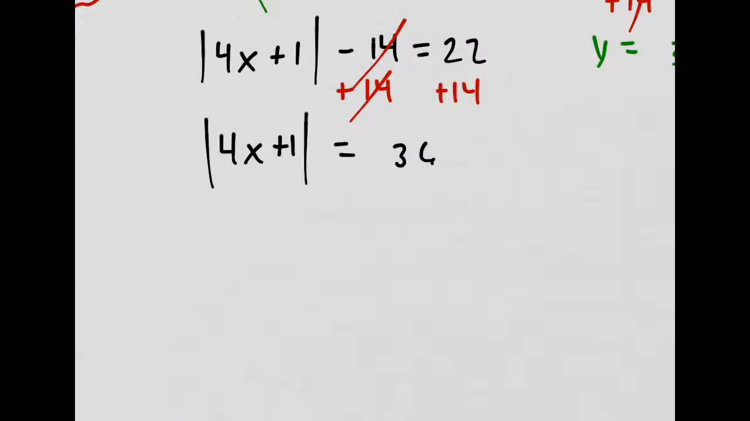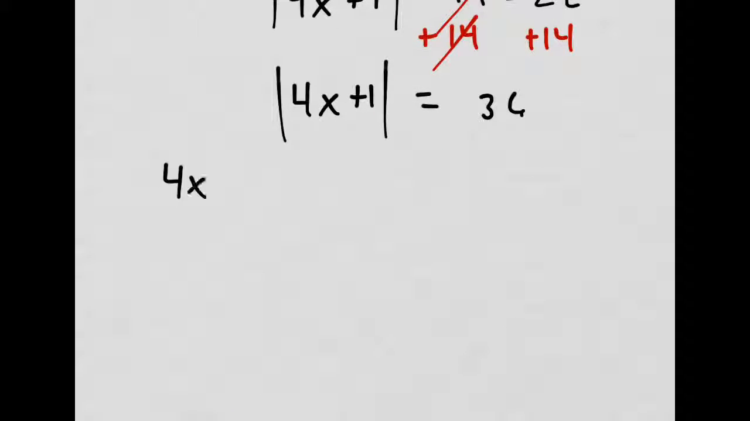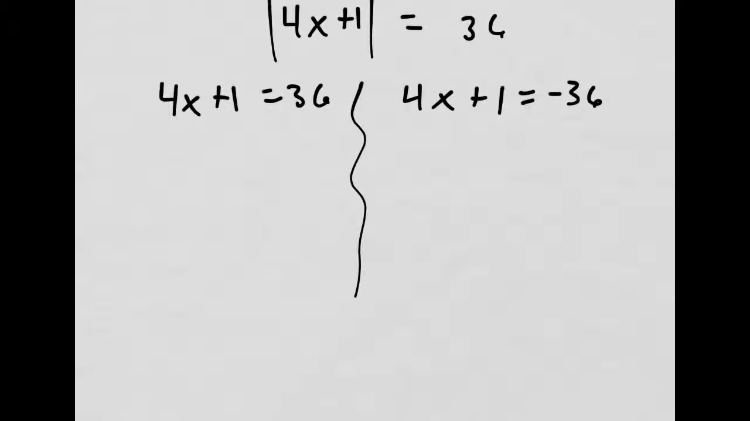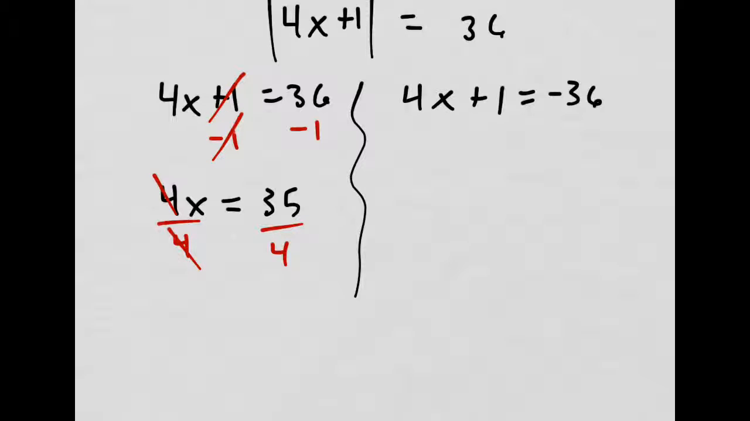Well, absolute value is by itself, right? Now I can just make 2 equations. 4x plus 1 equals 36. 4x plus 1 equals negative 36. And then I'll solve. This is easy now. Minus 1. That goes away. And I have 4x equals 35. Divide by 4. And I get that fraction. Can I reduce that? I don't think so. So I get 35 over 4.